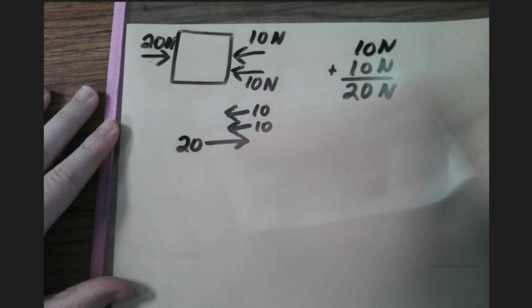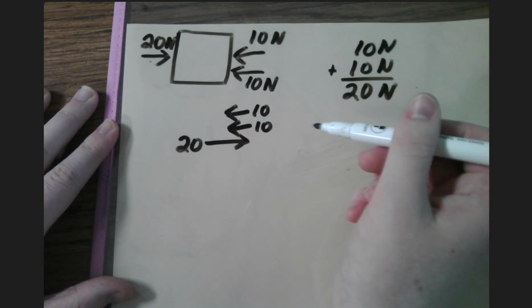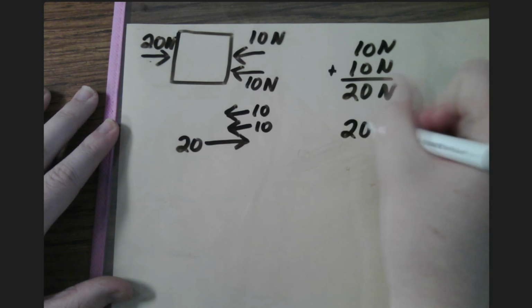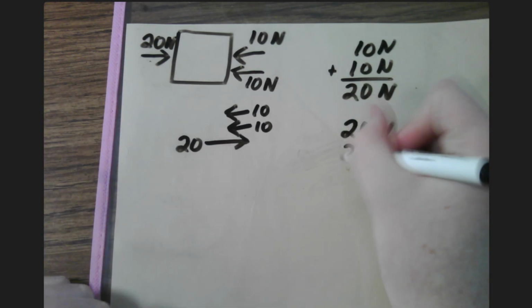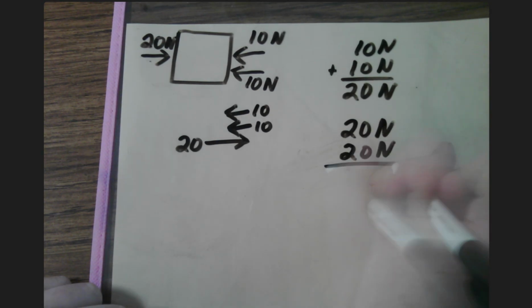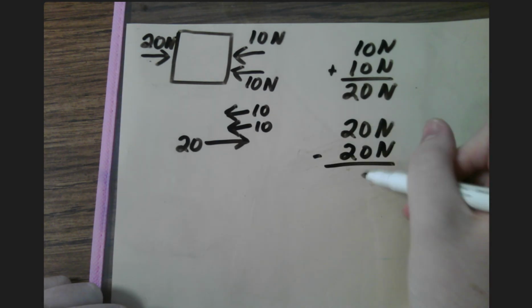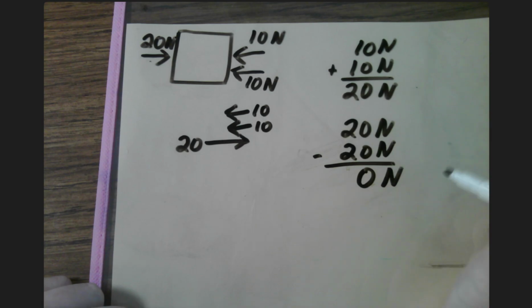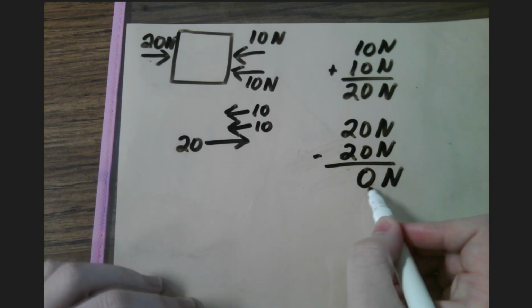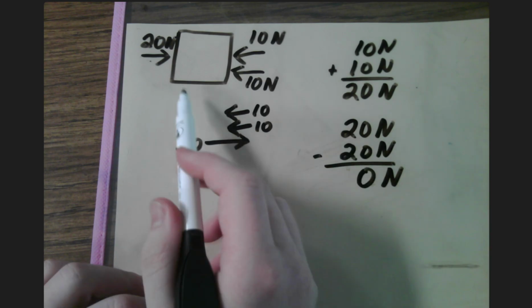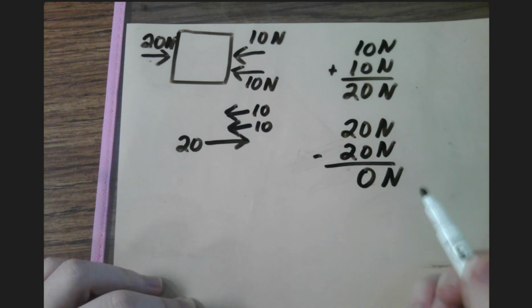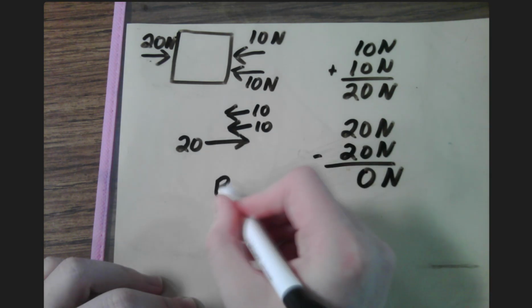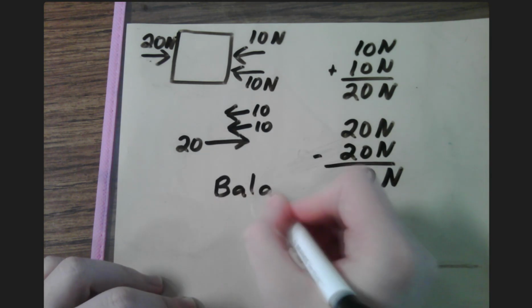This one was add. Now we have to subtract. This force is going the opposite way, so the force going to the left is 20 newtons, and the force going to the right is 20 newtons. So with our subtraction, that is 0 newtons. So we've got 0. This block is not moving. Since it's not moving, this means this net force is balanced.